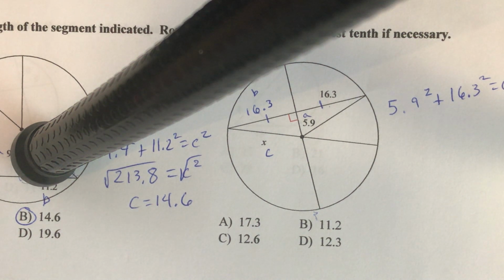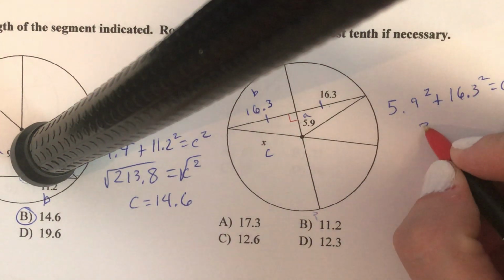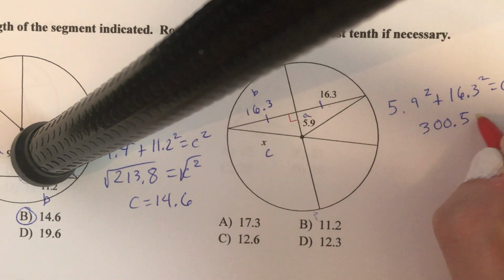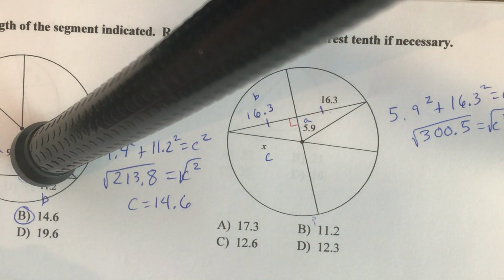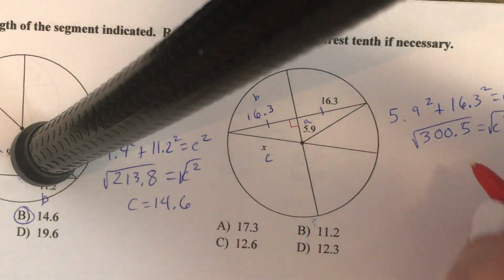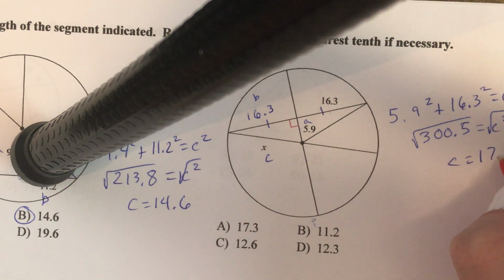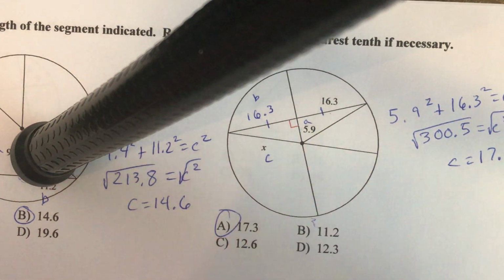So let's see here. Then we got 16.3 squared. And this is 300.5 equals c squared. And then to find c, I take the square root of either side. Okay, and so that should equal, okay, that should equal 17.3, okay? So, x is equal to 17.3.